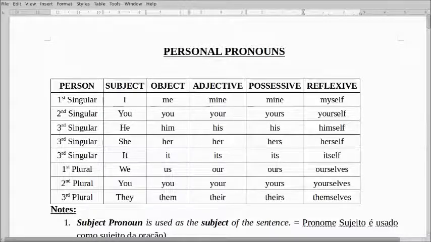When the pronoun is an object, we use me for the first person in the singular, you for the second person in the singular, him for the third person in the singular, her for she, it for the third person in the singular. And in the plural, us for the first person in the plural, you for the second person in the plural, and them for the third person in the plural.